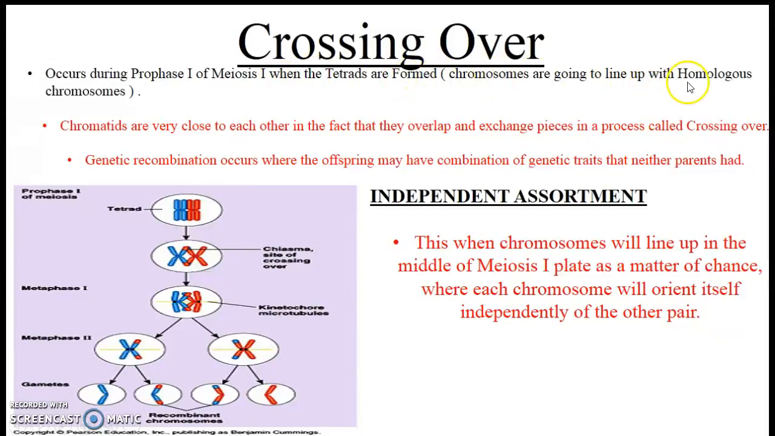Chromosomes line up as homologous chromosomes. They are very close to each other, overlap and exchange pieces in a process called crossing over. Genetic recombination occurs, so the offspring might have a combination of genetic traits that neither parent had. Independent assortment is when the chromosomes line up at the middle plate of meiosis 1 as a matter of chance, where each chromosome pair orients itself independently of the other pairs.